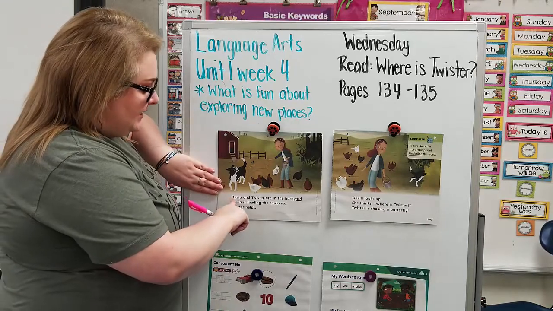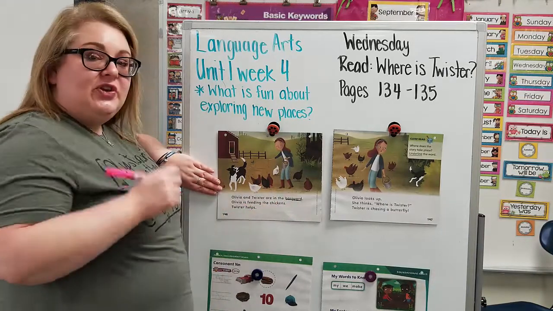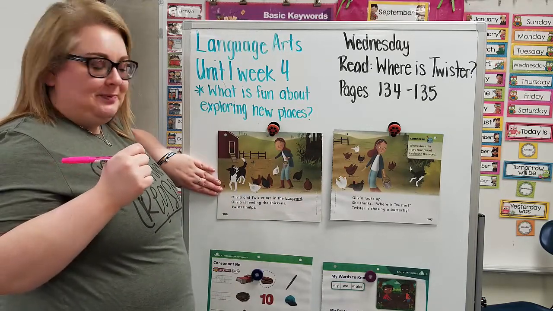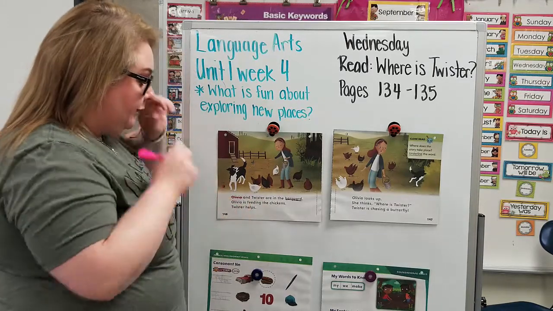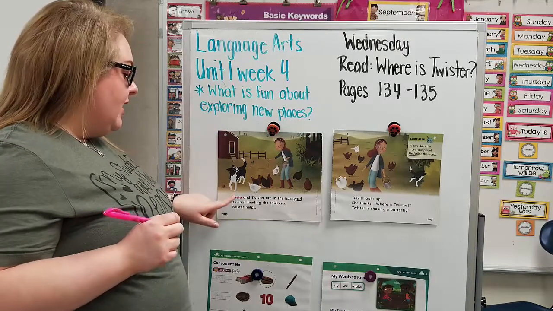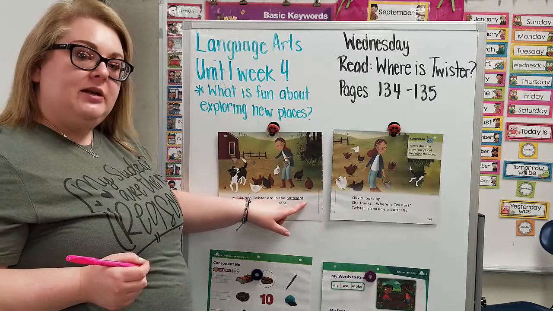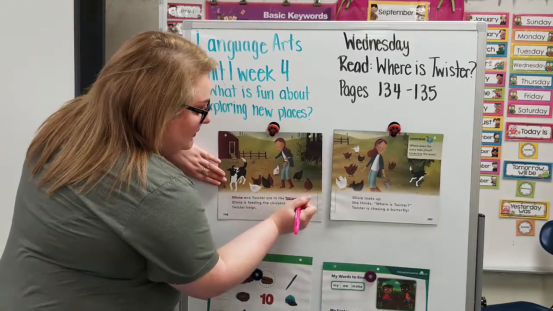So I'm going to read the sentence. Olivia and Twister are in the barnyard. So what is the first word in this sentence? It is Olivia. So go ahead and highlight the word Olivia. Okay? And what is the last word in the sentence? So we have Olivia and Twister are in the barnyard, period. It is barnyard, and we underline that word, and we're going to highlight it too.